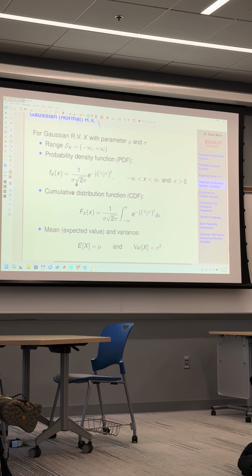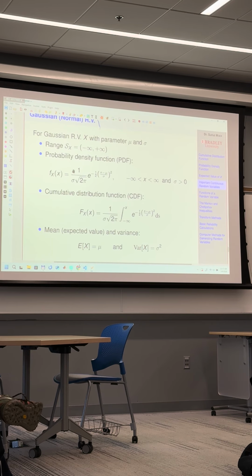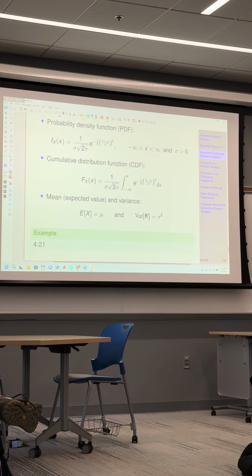For Gaussian distribution, we have the range negative infinity to positive infinity, and we have the PDF, cumulative distribution function, mean and variance.